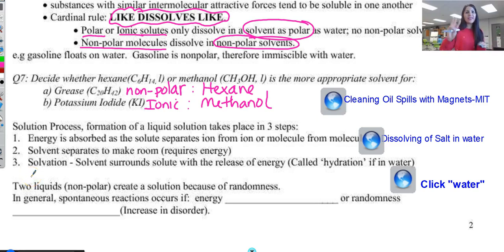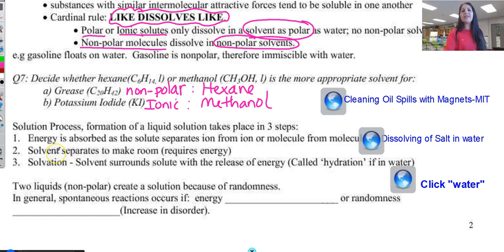So it actually is 3 steps, okay? The first thing that needs to happen is the solute has to separate ion from ion or molecule from molecule. In order for that solute, in that example it was salt, energy needs to be absorbed. Always remember, when we were talking about things like Coulomb's law and trying to separate these ionic substances, these crystals, from each other, it's going to require energy, okay?